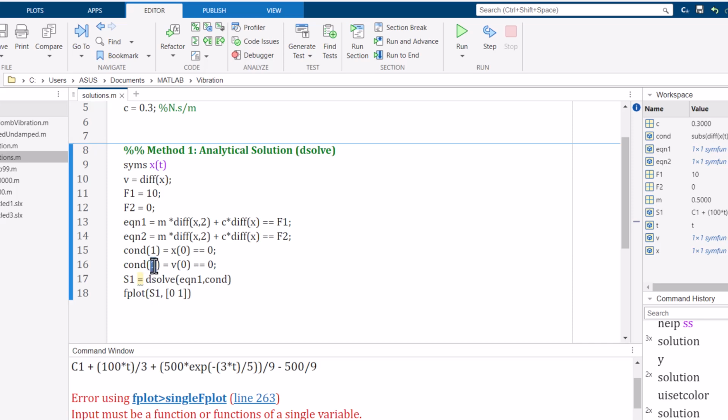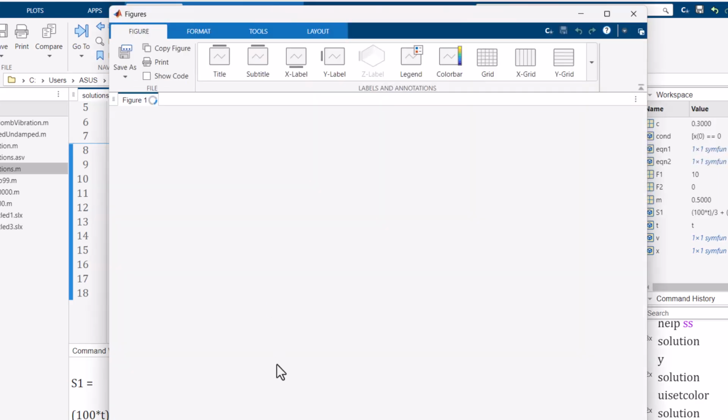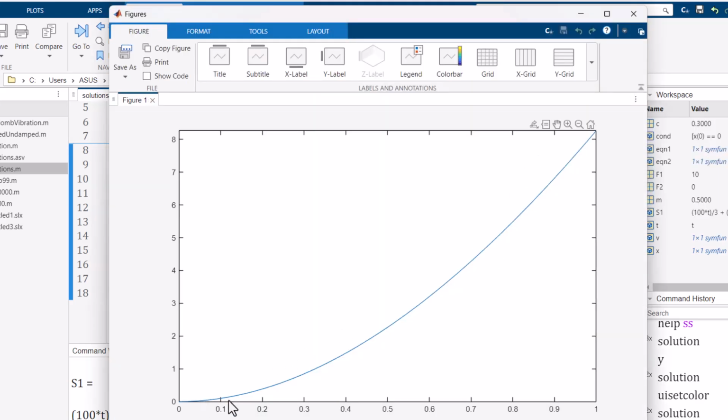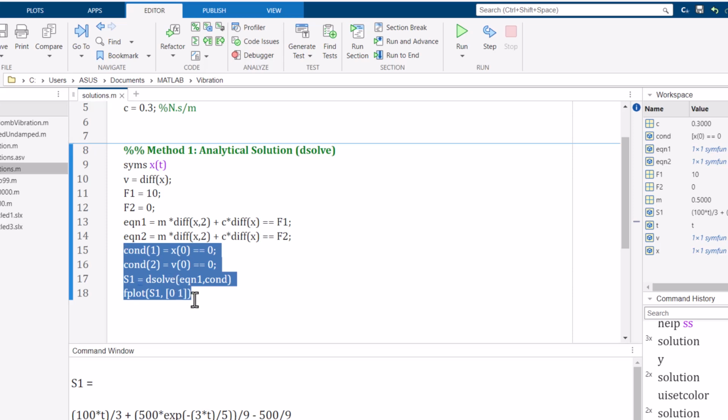Okay, so it has to be condition 2, initial condition number 2. Now I run it again, and here I have my result for the first second. But for solving the equation from 1 second up until 5 seconds, I have to repeat these commands.